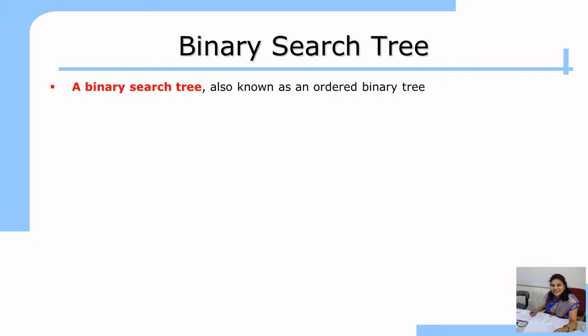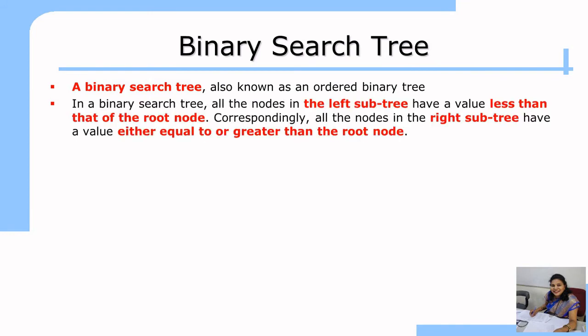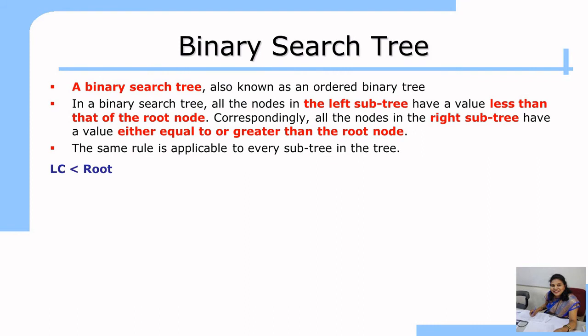The next type is a binary search tree. A binary search tree is also known as the ordered binary tree. In a binary search tree, all the nodes in the left subtree have a value less than that of the root node, and correspondingly all the nodes in the right subtree have a value either equal to or greater than the root node. This is the property of a binary search tree. The same rule is applicable to every subtree.